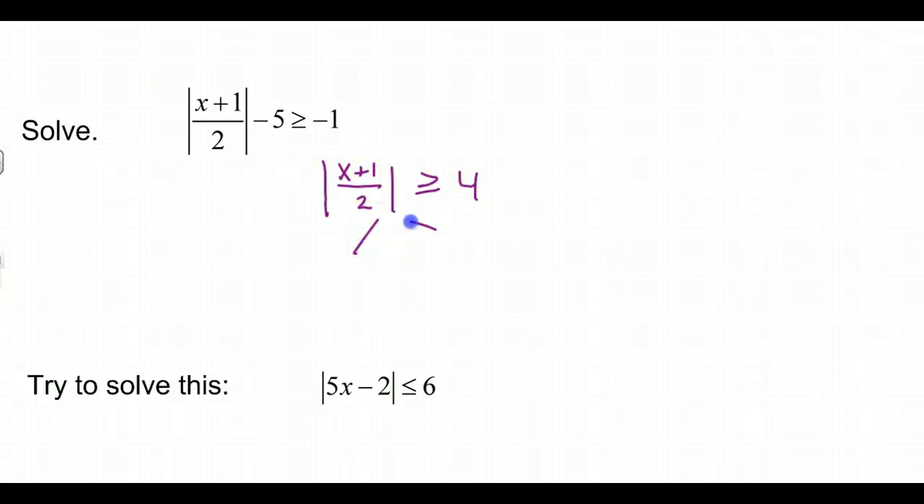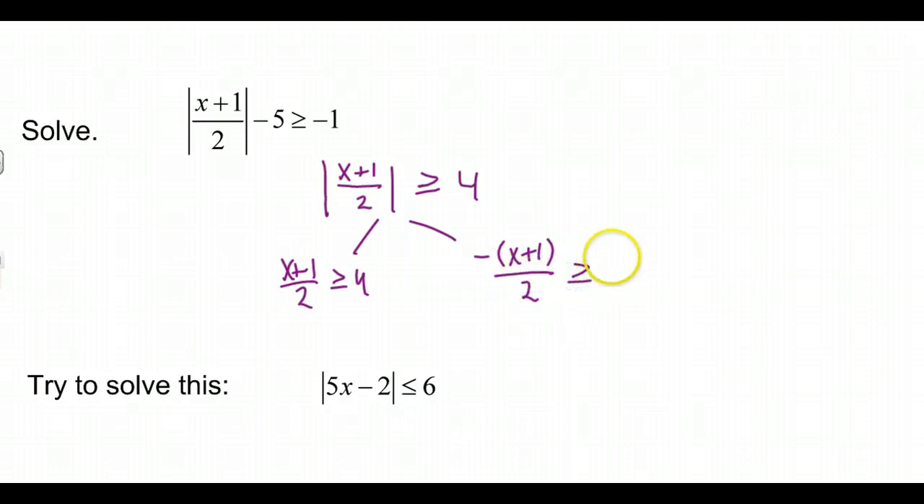Okay, so I'm going to split this up into two cases. I have absolute value x plus 1 over 2 greater than or equal to 4. And I have negative absolute value of x plus 1 all over 2 greater than or equal to 4. So this one you solve and multiply by 2, you get x plus 1 greater than or equal to 8. And x is greater than or equal to 7.